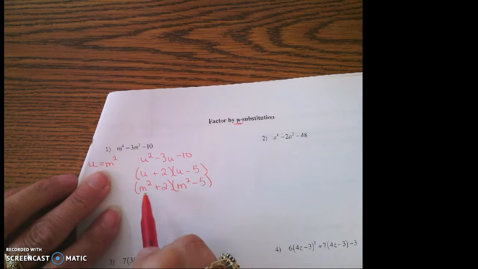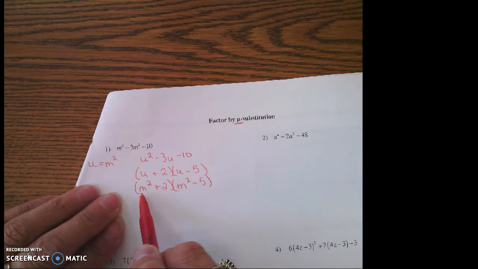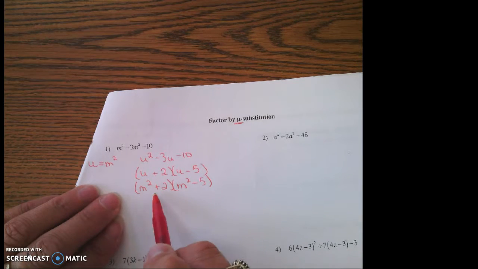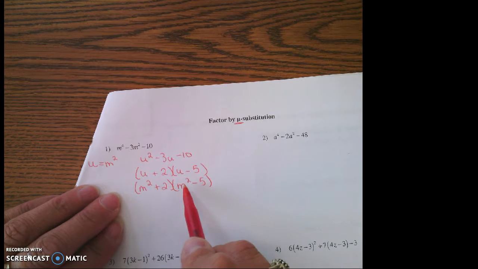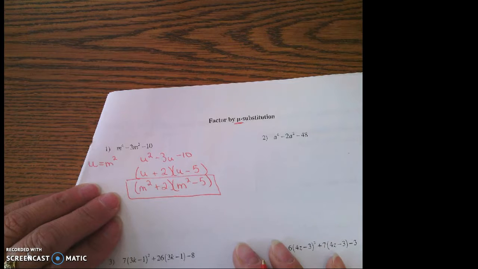Now double check. Does this factor anymore? There's nothing common. There's 2 terms. It's not a difference of 2 perfect cubes or squares or anything like that. So that doesn't factor. Same thing here. So you're done. So that was an easy example.